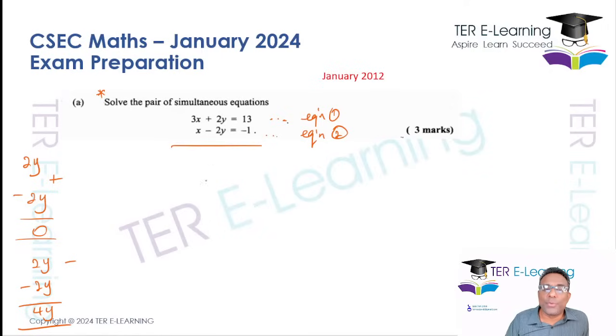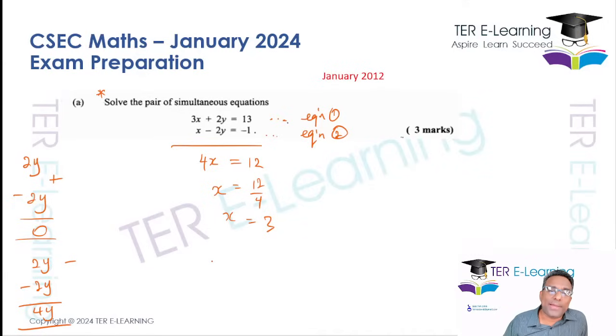So what we're going to do, we're going to add the two equations, right? We're going to add the two equations. So therefore, 3x plus x is going to give me 4x. We already know that 2y plus minus 2y is going to give me 0. So the y is already eliminated. And 13 plus minus 1 is the same as saying 13 minus 1. So this is going to be 12. So therefore, x is going to be 12 divided by 4. So therefore, x has to be equal to 3, right? So just like that, we figured out what x is, right?